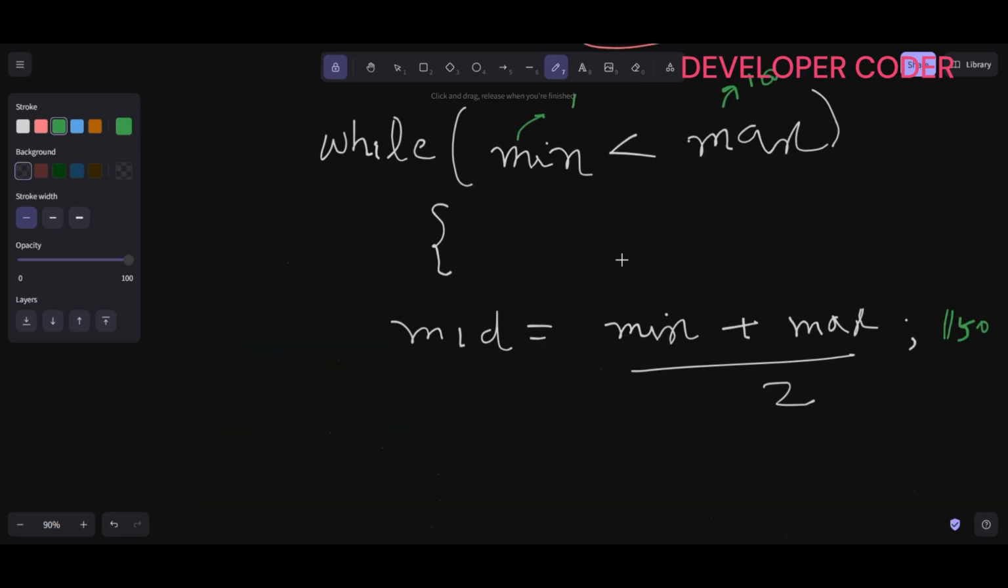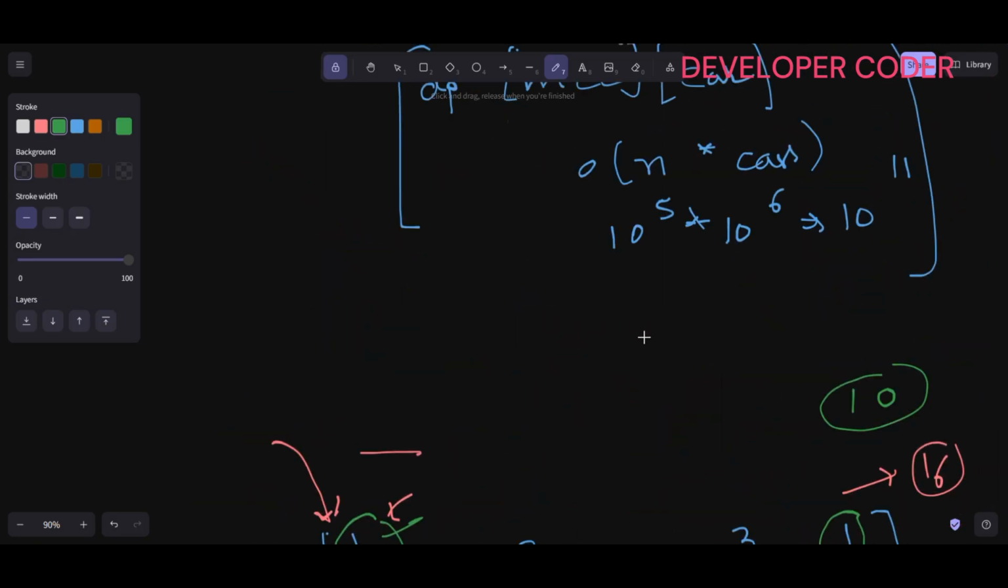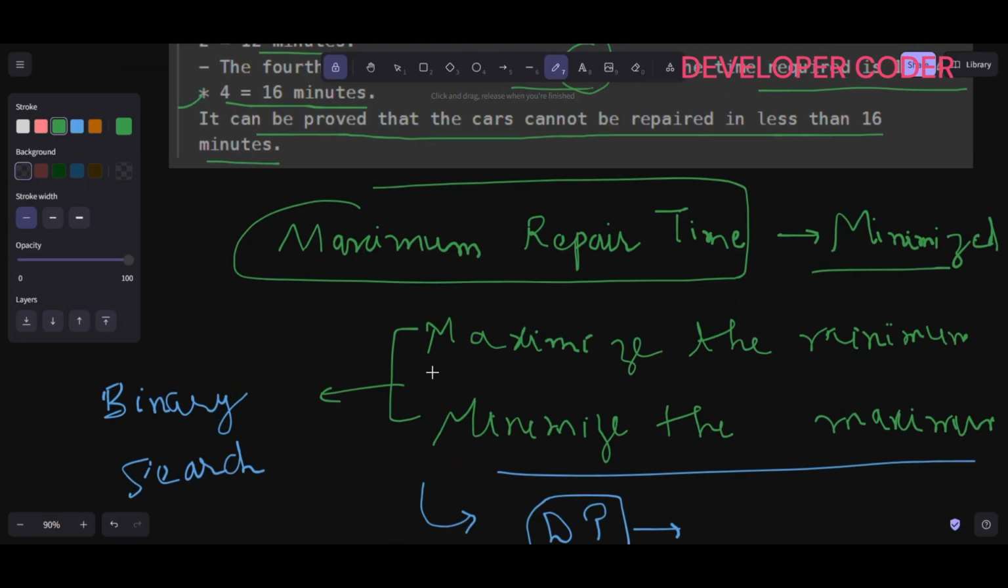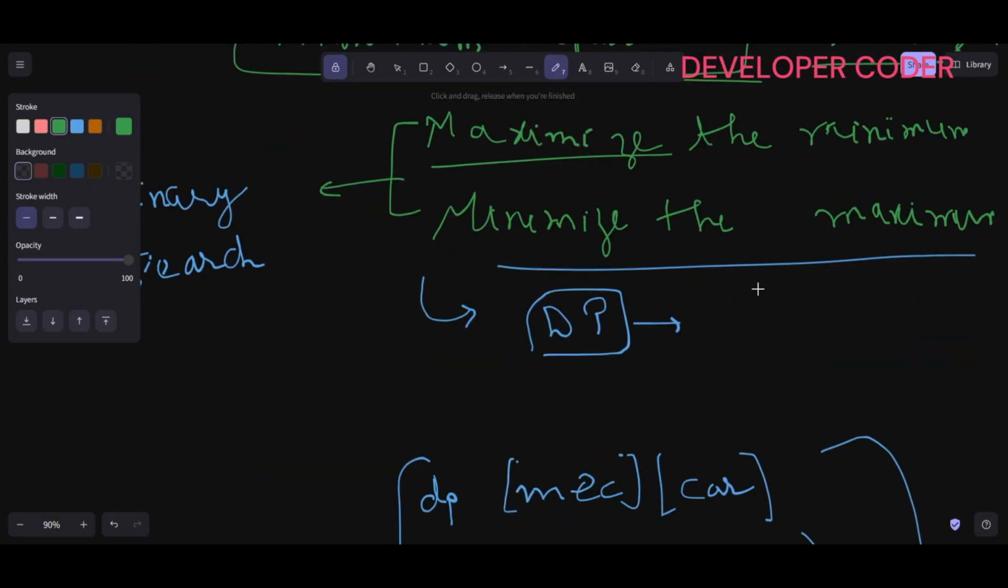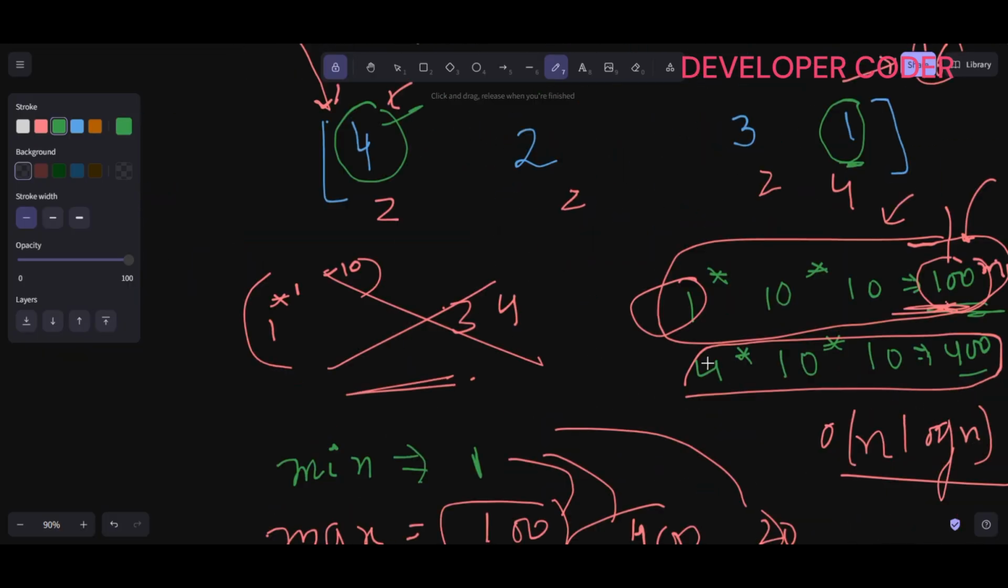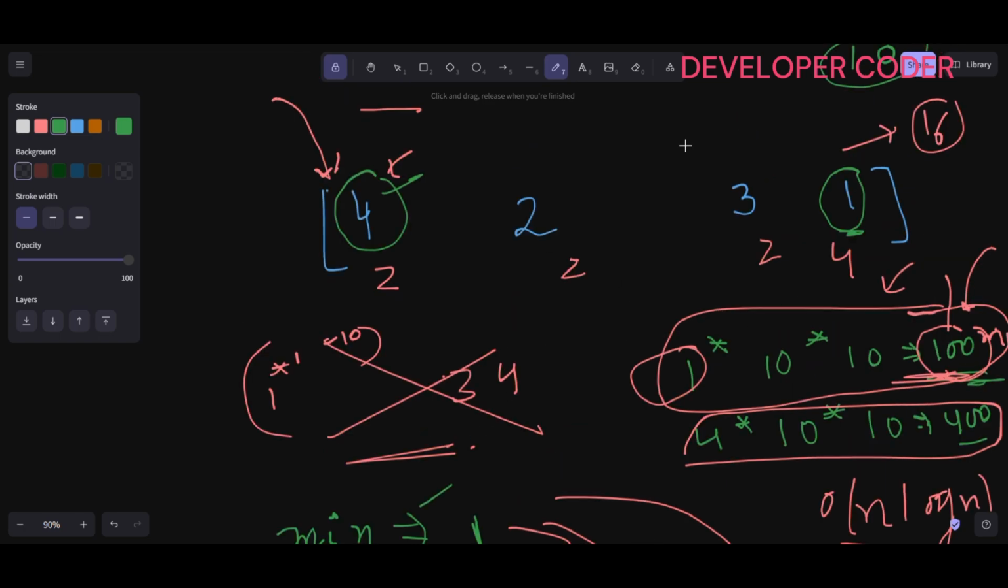So now let's write the code for this one. It's very simple. You just have to find out this logic first, and you should know why we can't apply DP because of constant size. And then you should know how we are taking this min and max. That's an important thing.